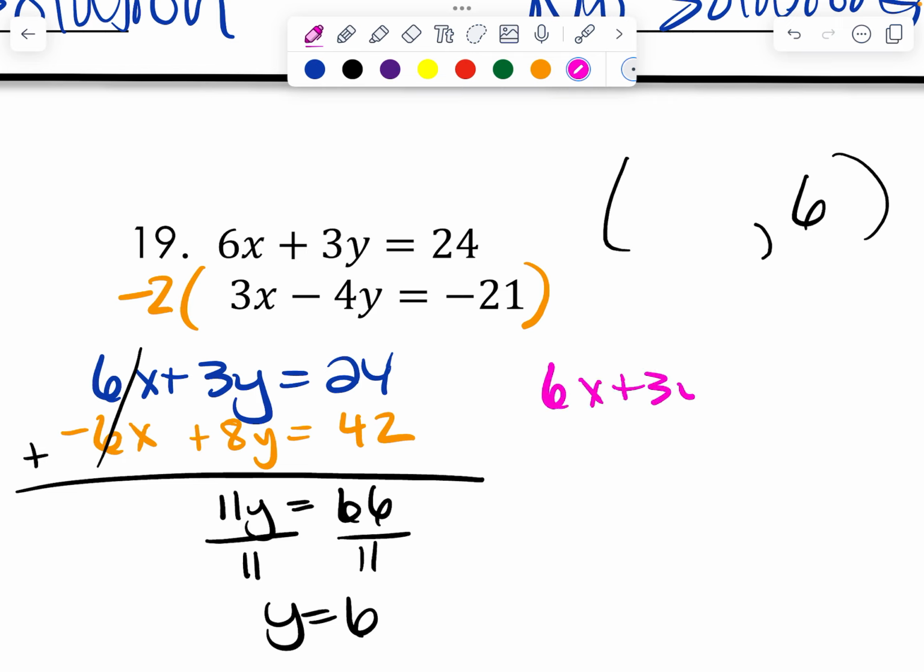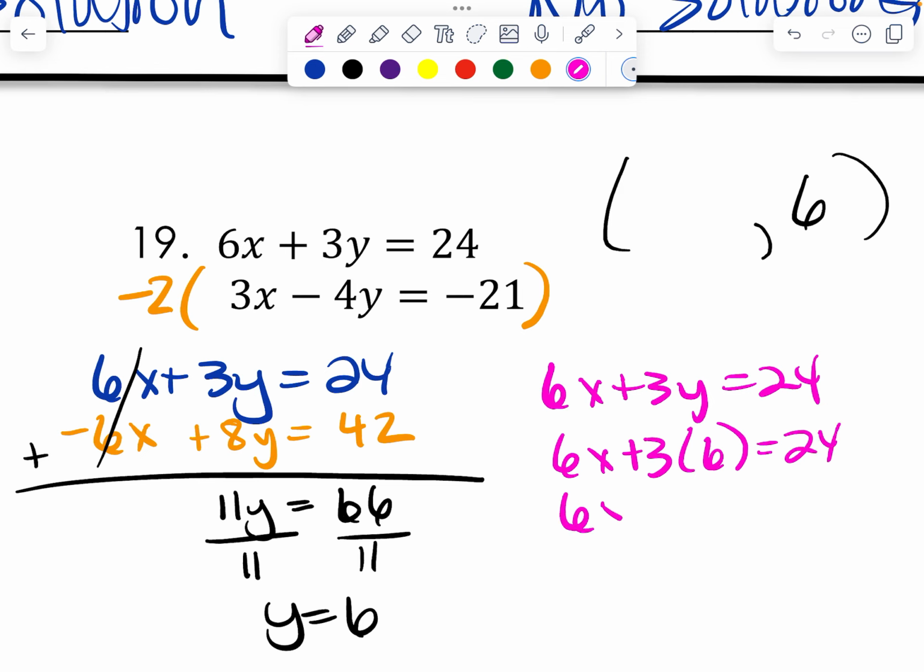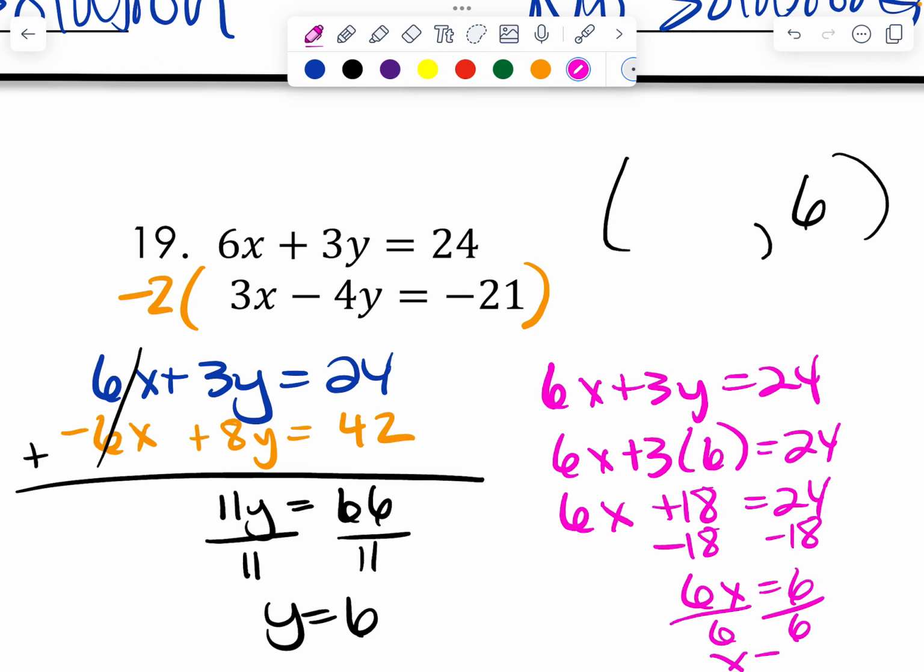6x plus 3y equals 24. 6x plus 3 times 6 equals 24. 6x plus 18 equals 24. I subtract 18 from both sides. I get 6x equals 6. I divide by 6 and I get x equals 1.